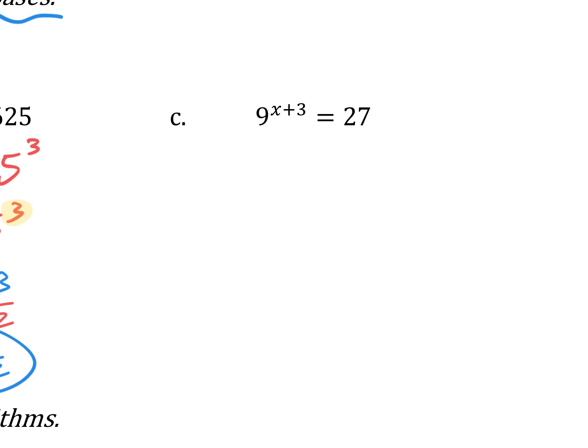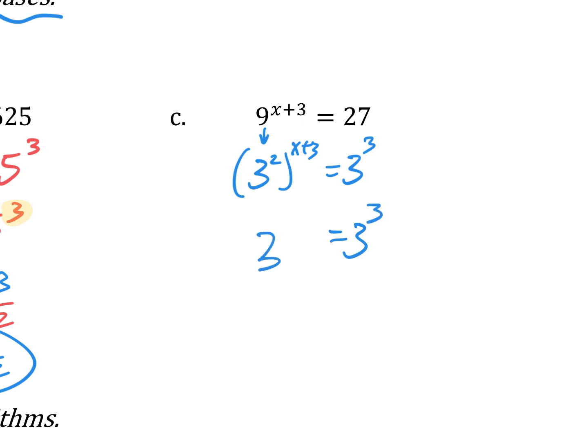Here we have a base of 9. Here we have a base of 27. Now 27 is not a power of 9. 27 is a power of 3, right? This is 3 to the third power. And we notice that 9 is 3 to the second power. So I'm going to rewrite that 9 as 3 to the second. And I'll bring my x plus 3. So we're just rewriting it, but now we've got a common base. So you've got to kind of recognize some things about the bases here.